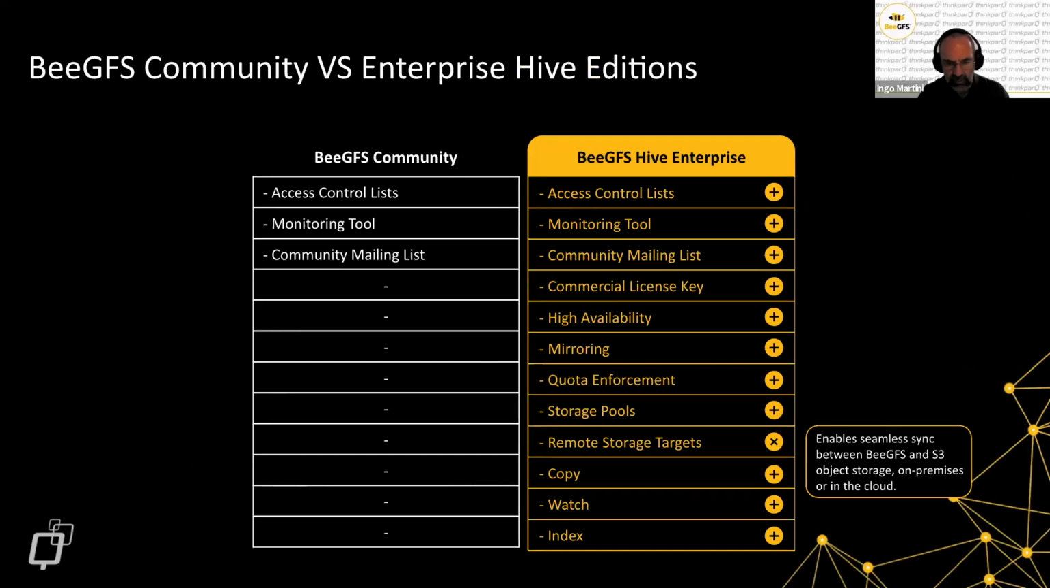As you know, we have a community edition and the BeeGFS Hive Enterprise solution. Remote storage targets is a feature that comes with the BeeGFS Hive Enterprise solution. That means you need a license key to activate all the Hive features, not only remote storage targets, but also storage pools and others. I only want to mention that in the community edition, you don't have the opportunity to configure remote storage targets.